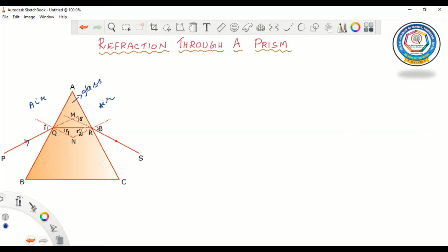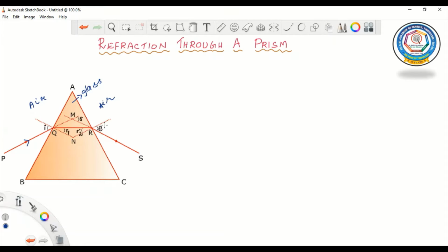Now the refraction takes place from glass medium to air medium. Here glass is the denser medium and air is the rarer medium. So the ray bends away from the normal as it enters the air medium, and here E is the angle of emergence. So I is the angle of incidence and E is the angle of emergence.